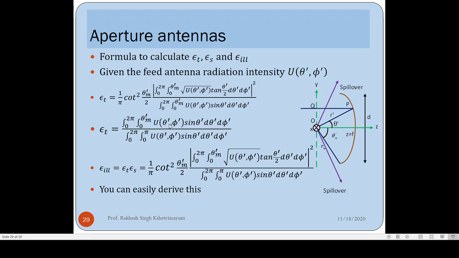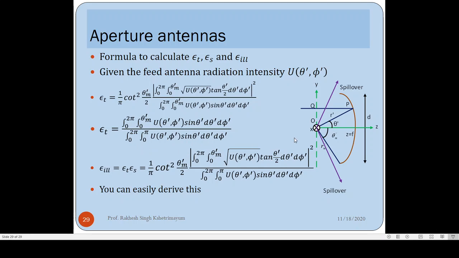When you do the integration, phi dash goes from 0 to 2 pi, but theta dash goes from 0 to theta m dash, of U(theta dash, phi dash) sin theta dash d theta dash d phi dash. This looks like the expression for the total radiated power, but here the power is confined within the rim of the parabolic reflector. That much power is the useful power for this parabolic reflector antenna. Anything which has gone beyond that is not used and is a waste of power.